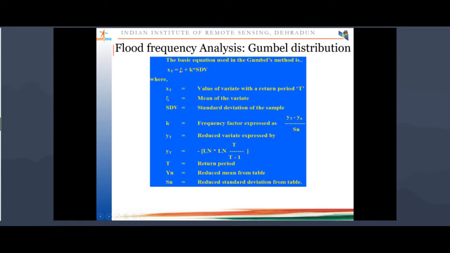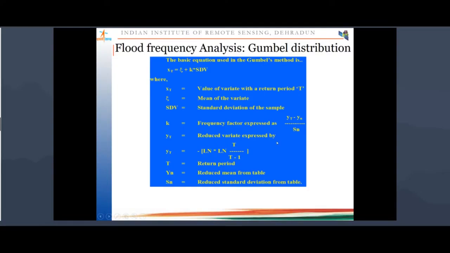So I will calculate the mean X bar and the standard deviation. Then I have to calculate K. K is calculated as (Yt minus Y bar N) divided by Sn, where Yt is equal to minus log of T divided by (T minus 1), where T is the return period. Suppose you want to calculate a 10-year return period: minus log of 10 divided by 9. So you will get the Yt.